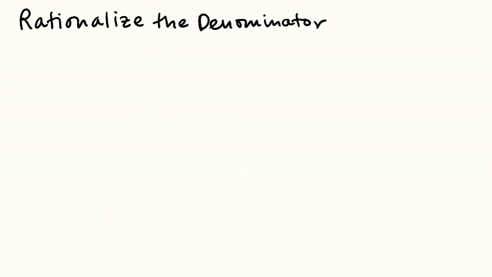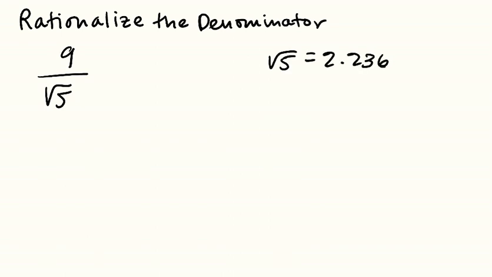Okay, so the example is something like 9 divided by the square root of 5. You run the square root of 5 through a calculator, and it's going to be 2.2360679, whatever. And we know that because it's a square root of a non-perfect square, it's an irrational number, meaning it has a non-terminating decimal. So you can approximate this as close as you like.